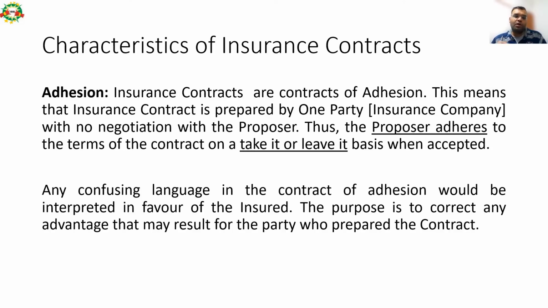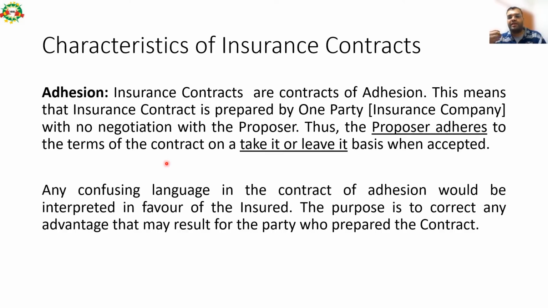These are also called contracts of adhesion. Insurance contracts are called contracts of adhesion because the contract is prepared by one party. Normally, the insurance company prepares a standard insurance contract with no negotiation with the proposer. If I am a buyer of the insurance policy, the company will not change it for me, whatever the standard policies are in the market. Thus, the proposer adheres to the terms of the contract on a take it or leave it basis.